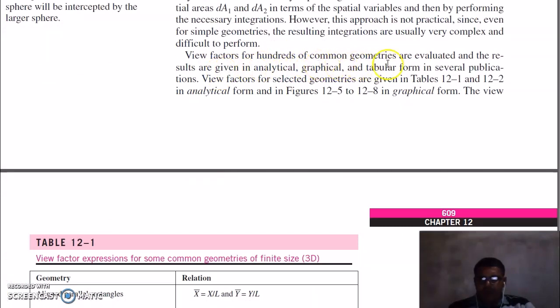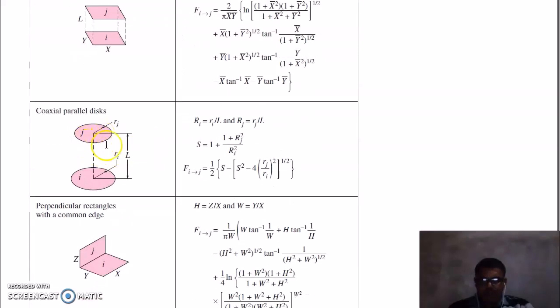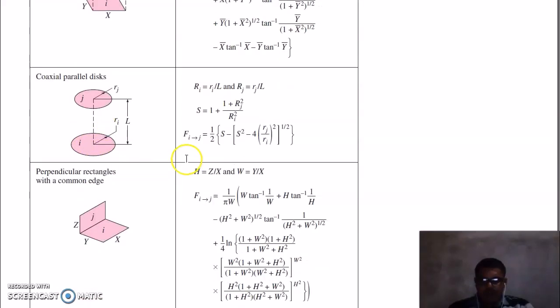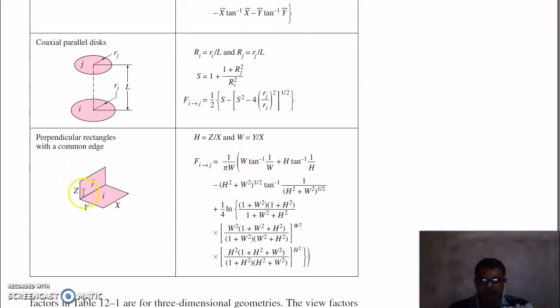The view factors for hundreds of common geometries have been evaluated and the results are given in tables, in the form you can see here. This is for two aligned parallel rectangles. This is for coaxial parallel discs, and the view factor Fij is this, where the symbols have their usual meaning. This is in the case of perpendicular rectangles with a common edge.